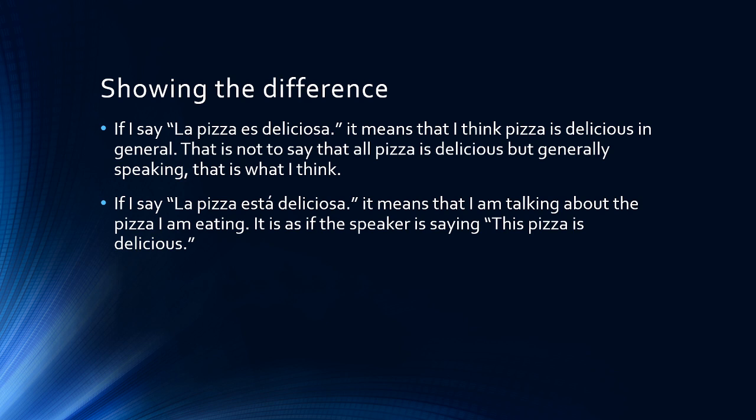If I'm going to talk about the pizza that is in front of us, that is, we ordered a pizza, it comes to the table, and I want to say the pizza is delicious, because I'm talking about the food that I'm eating, I would say "la pizza está deliciosa." So I'm going to use estar because I'm talking about that food that I have with me at that time. That's all there is to it. It's really that simple.